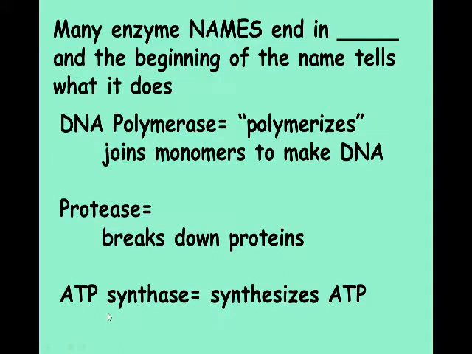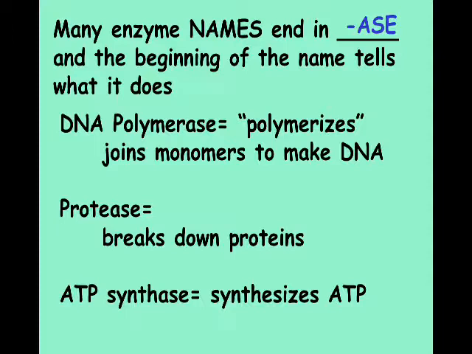The last thing we need to do is talk about how we name enzymes, because many enzyme names end in the letters ASE. If you see a word with an ASE, it tells you that molecule is probably an enzyme. Do all enzyme names end in ASE? No, but the majority of them do. It's a clue that it's an enzyme. And the beginning of the name tells you what it does.